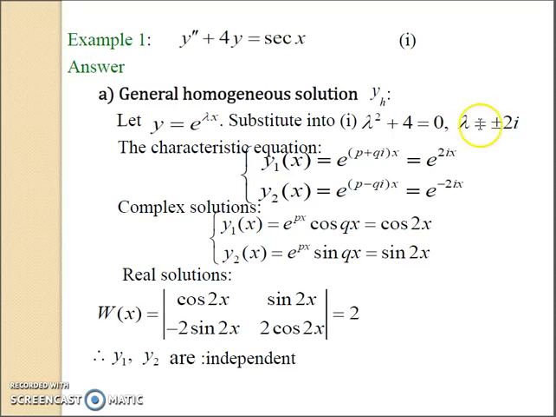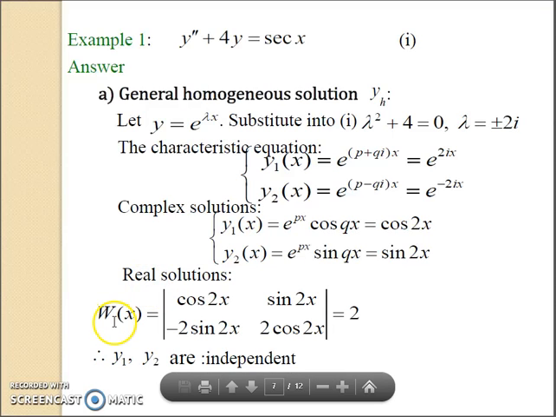If we factorize, we get λ = ±2i. Hence y1(x) is e^(2ix), y2(x) is e^(-2ix). So the real solutions y1(x) and y2(x) are given as cos 2x and sin 2x respectively. Here we can see that cos 2x and sin 2x are linearly independent, so they form a basis. W(x) is known as the Wronskian. It is obtained by finding the determinant with y1 and y2 in the first row, and y1' and y2' in the second row. By putting in these values, we get W(x) = 2.